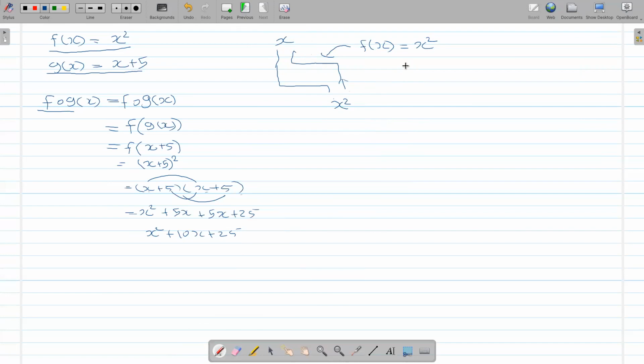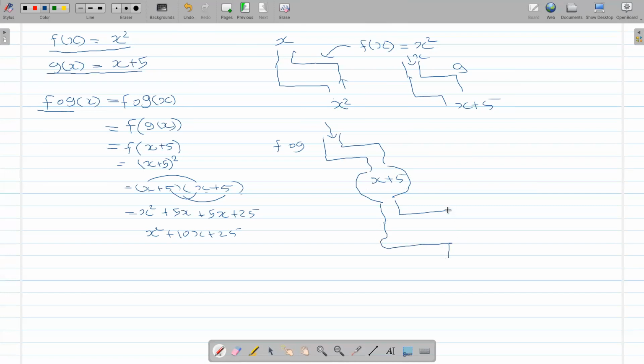Then the second function is this function g. If I put x, its output is x plus 5. So when I compose, I connect two functions. If I say f of g, I have this g first. I input the output of g to x. So here I have this x plus 5, and I connect these two functions like this and put it into f. So this x plus 5 goes into f and gives out (x plus 5) squared. Okay, that is what I do in this part.